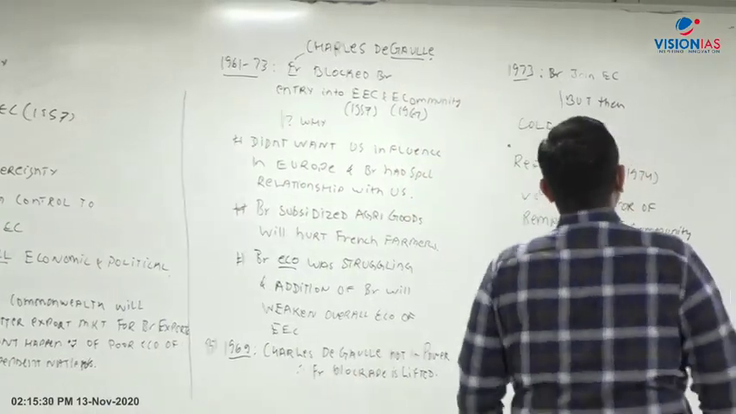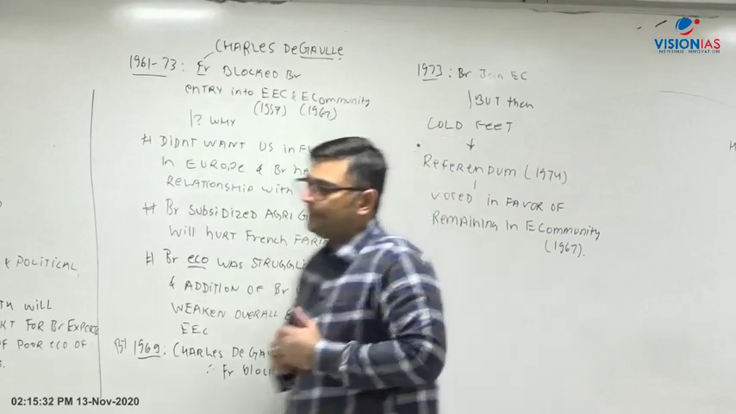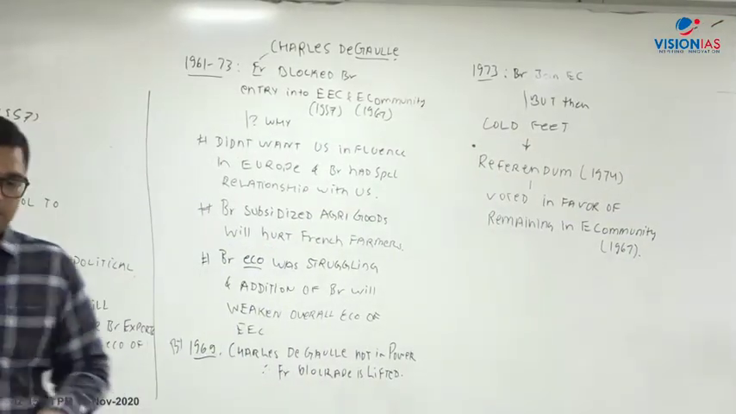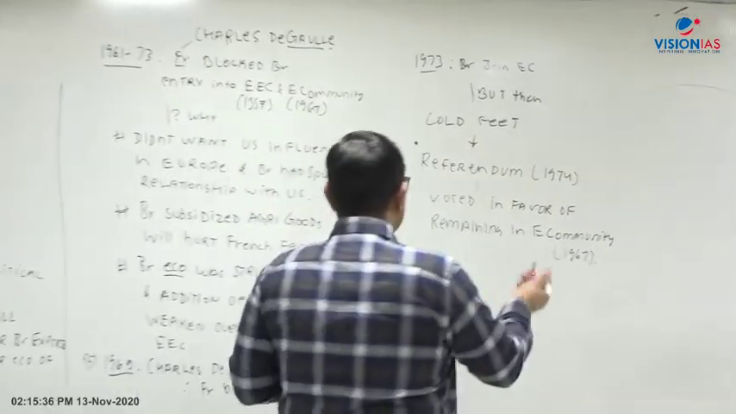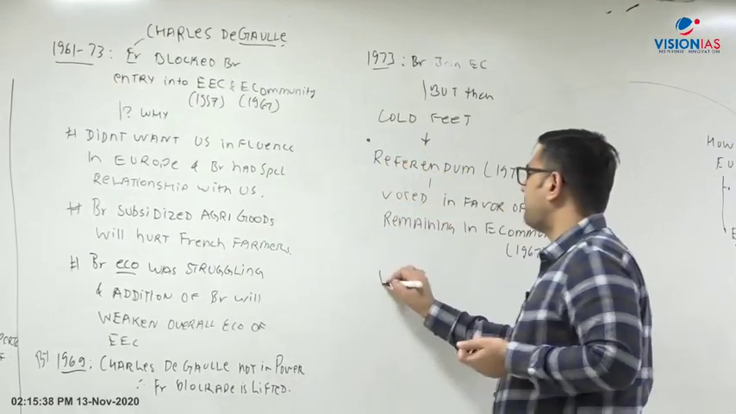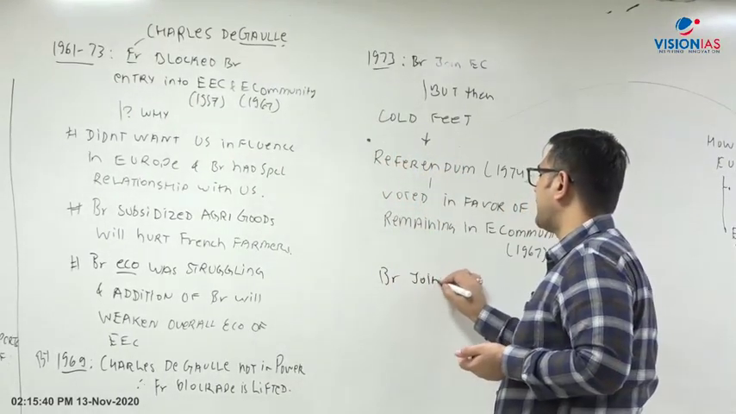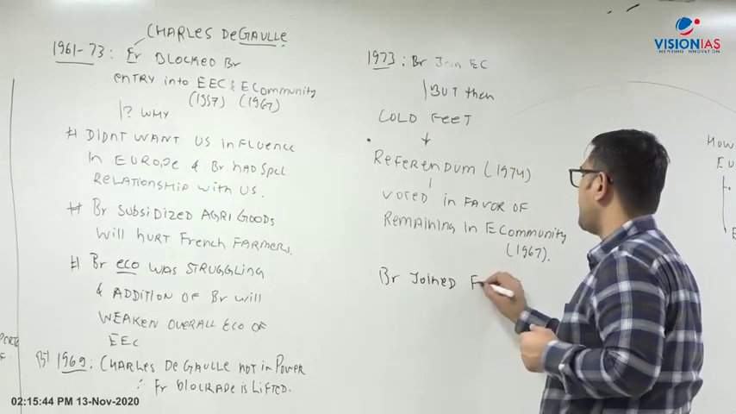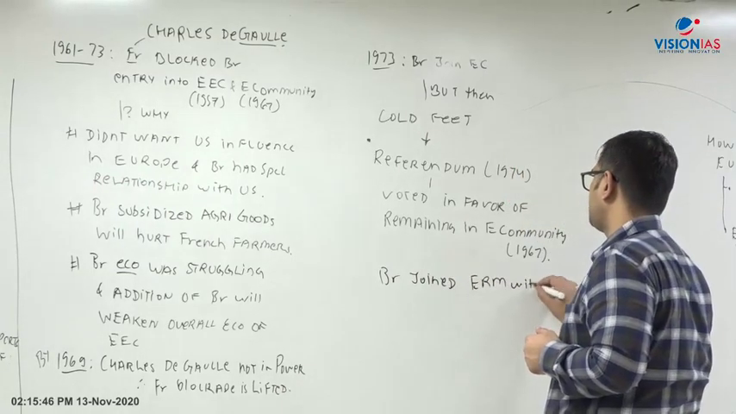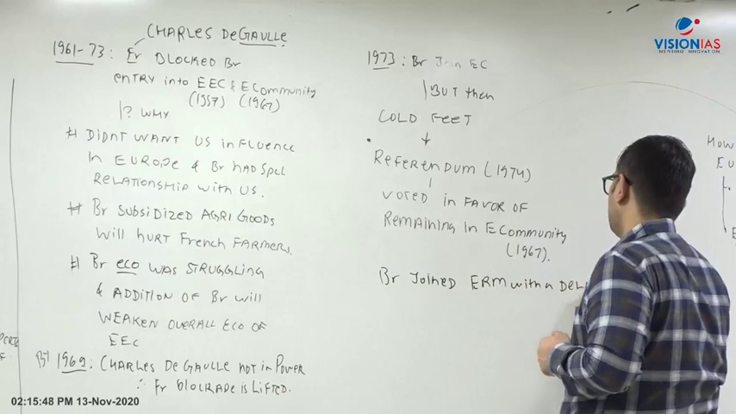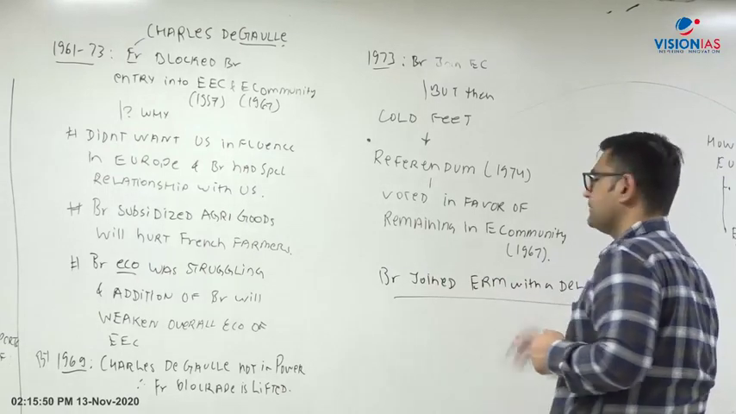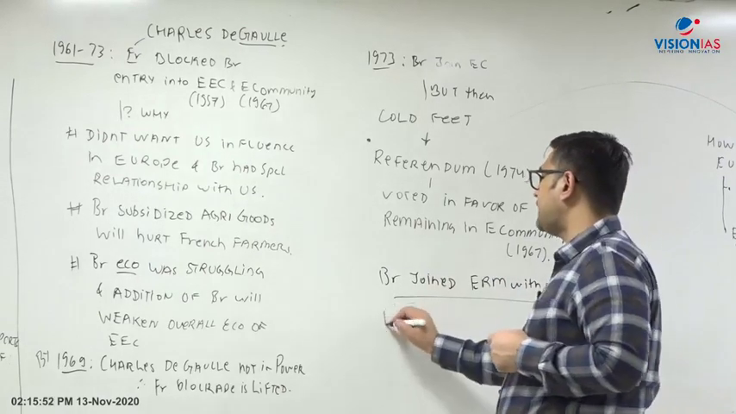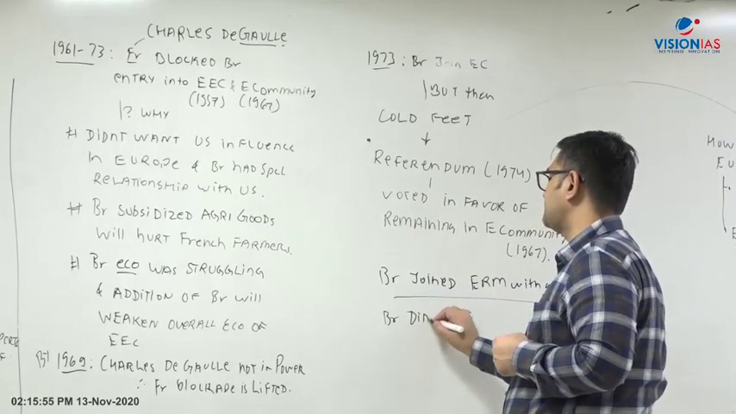Right? So therefore, this is the story of Britain. And finally, Britain did become part of this. But the same concerns continue. For example, the Britishers joined the ERM. Initially, they did not join. But later on they joined. So they joined the ERM with a delay. Again we see there is a concern, like the exchange rate mechanism. After that the Britishers did not join.